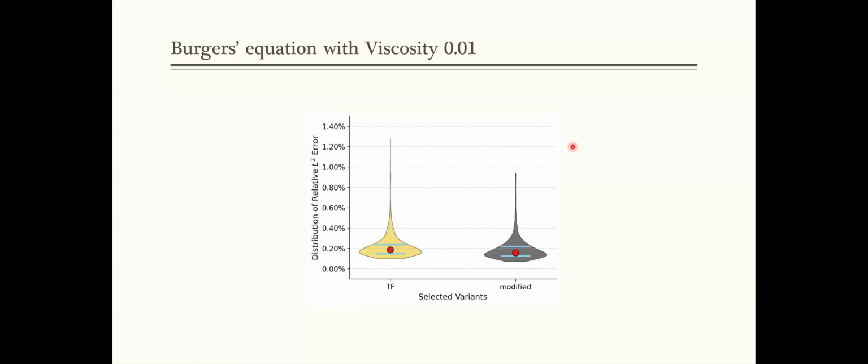We again look at the violin plot of the distribution of the relative L2 errors over all test cases. The overall patterns are still pretty similar. We can say the predictive accuracy of the modified DeepONet is slightly better than the variant TF because the violin has a lower position in this plot.